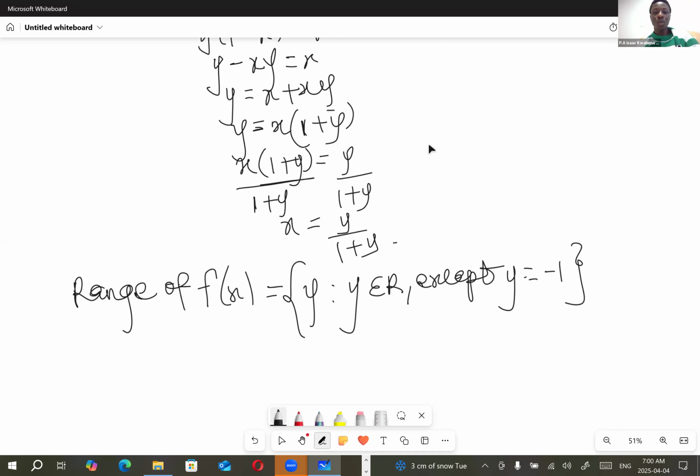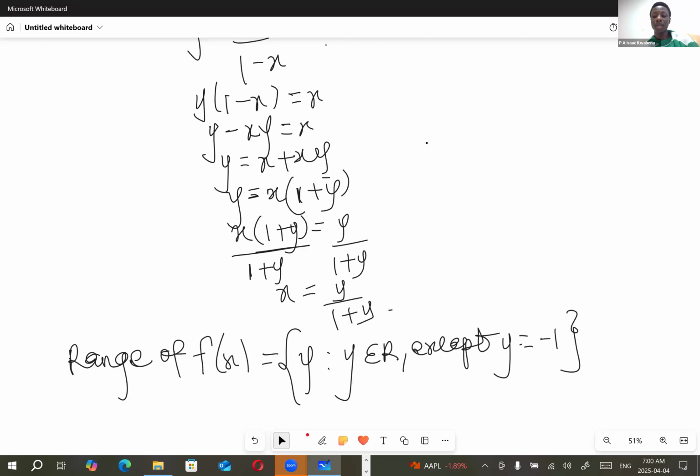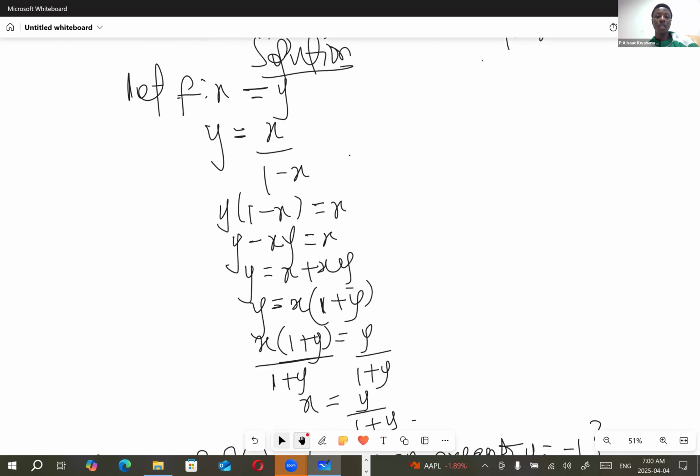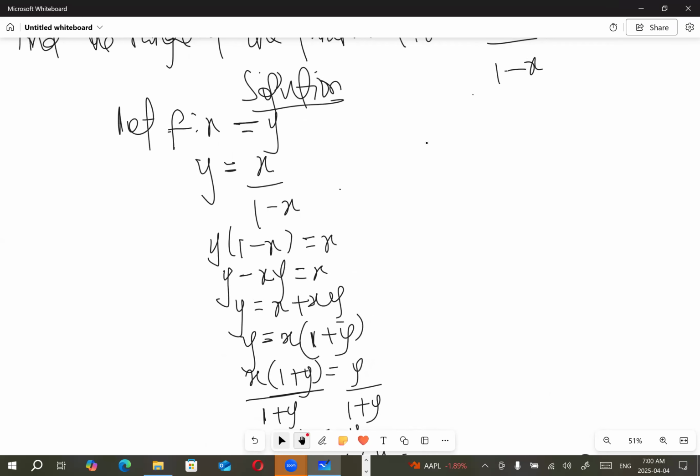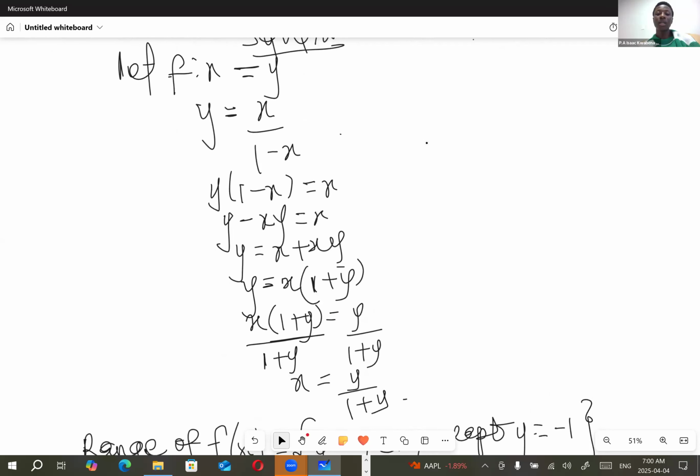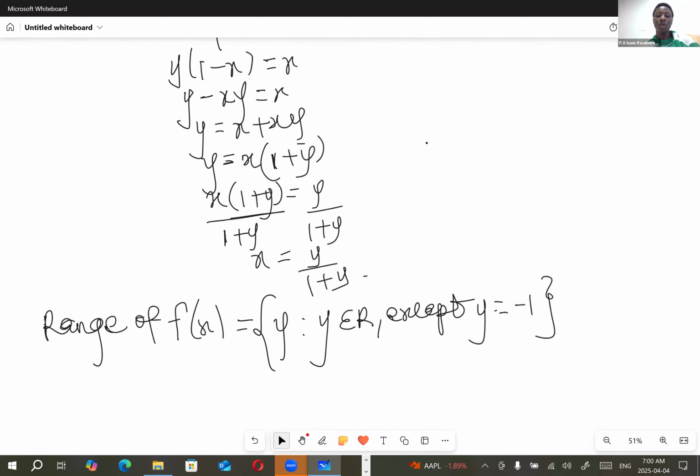So the range of the function is f of x, such that f of x belongs to all real numbers, with the exception of when you set the denominator to 0, which gives -1. Are we together? I will flip down so you can see what went on at the top.